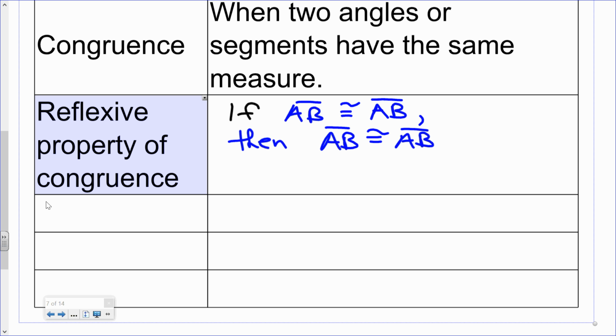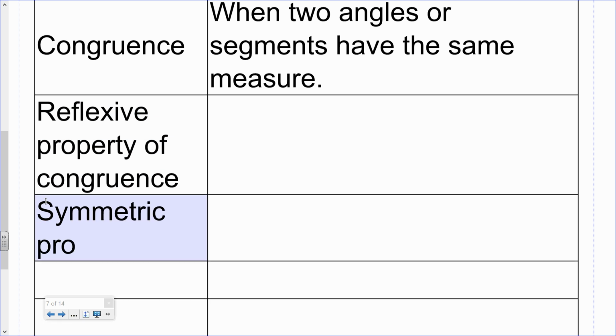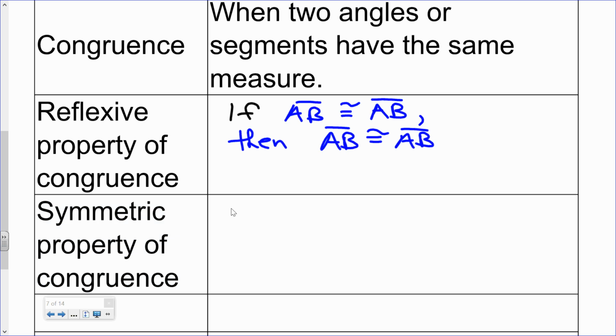Symmetric property of congruence. You're going to have to write in such a way where it all fits. So this is the second to last row now, symmetric property of congruence.